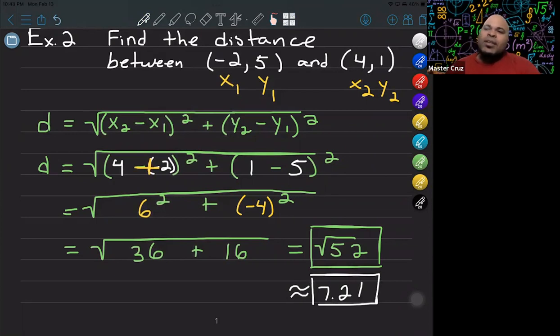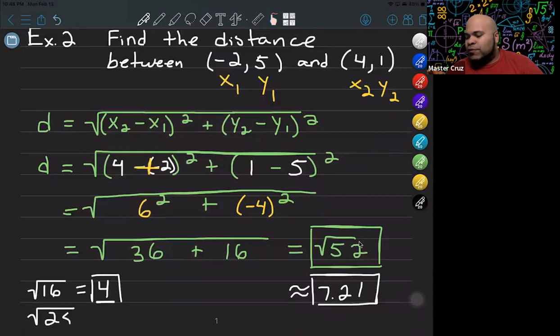And the reason why we're getting this is because there's no number that you multiply times itself to get 52, right? Like if the answer would have been the square root of 16, I know that the final answer is automatically 4. If the answer would have been the square root of 25, I know that the answer is automatically 5, because 5 times 5 gives me 25, and 4 times 4 gives me 16. However, there's no number that when you multiply times itself gives you 52, so the answer will be a non-terminating decimal. So this is an approximation, not an exact number. And that is how you use the distance formula, and you find the distance between 2 points.